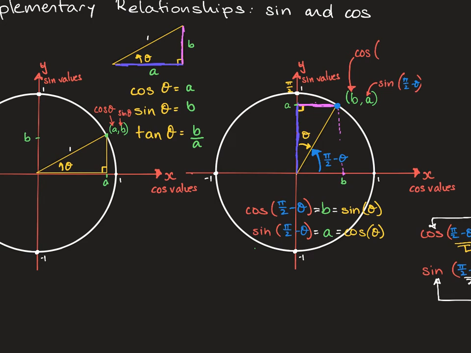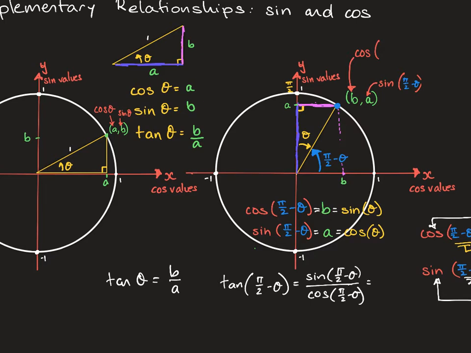Okay, so let's go. Tan of theta is equal to b over a. We have that up here. And tan of pi on 2 minus theta is in fact sine of pi on 2 minus theta over cos of pi on 2 minus theta. And we said that sine of pi on 2 minus theta is equal to a, and cos of pi on 2 minus theta is equal to b. And so we have that tan of pi on 2 minus theta is equal to a over b.